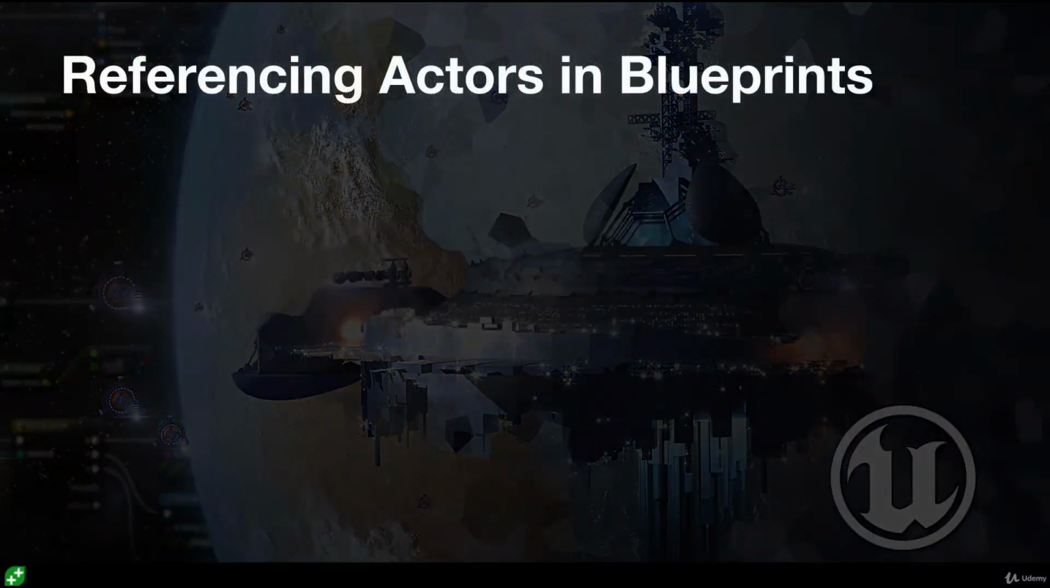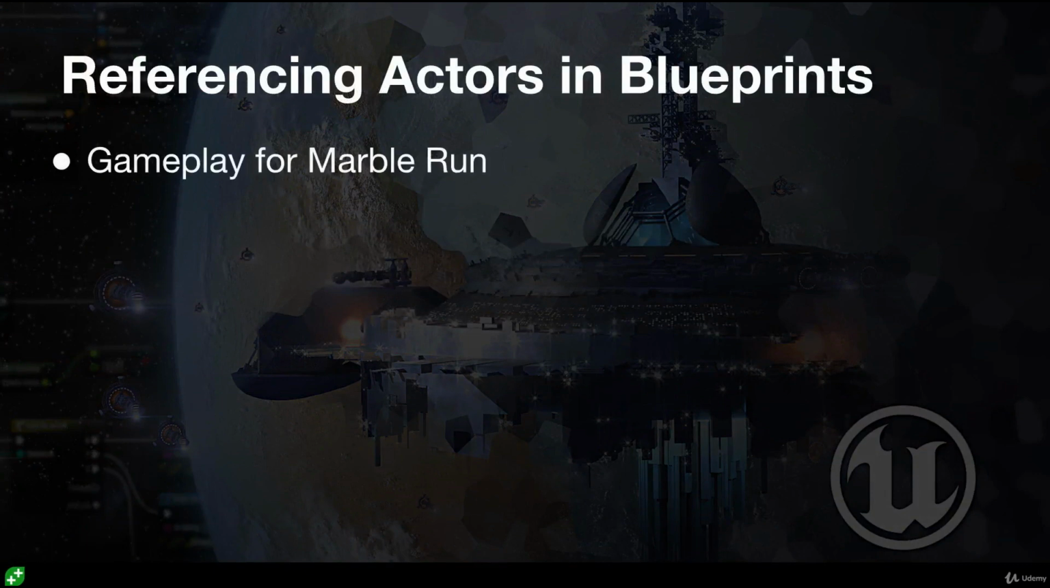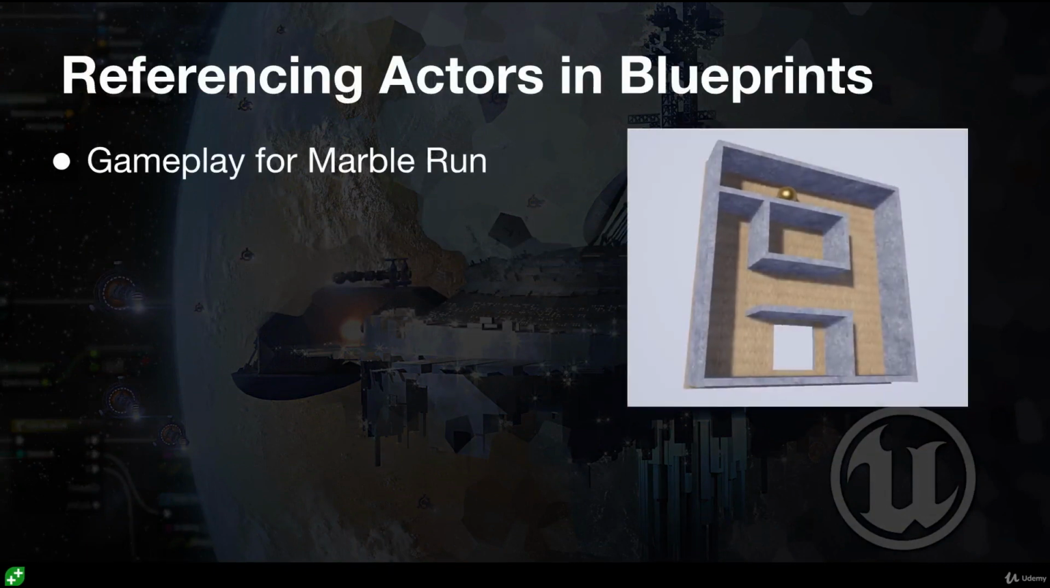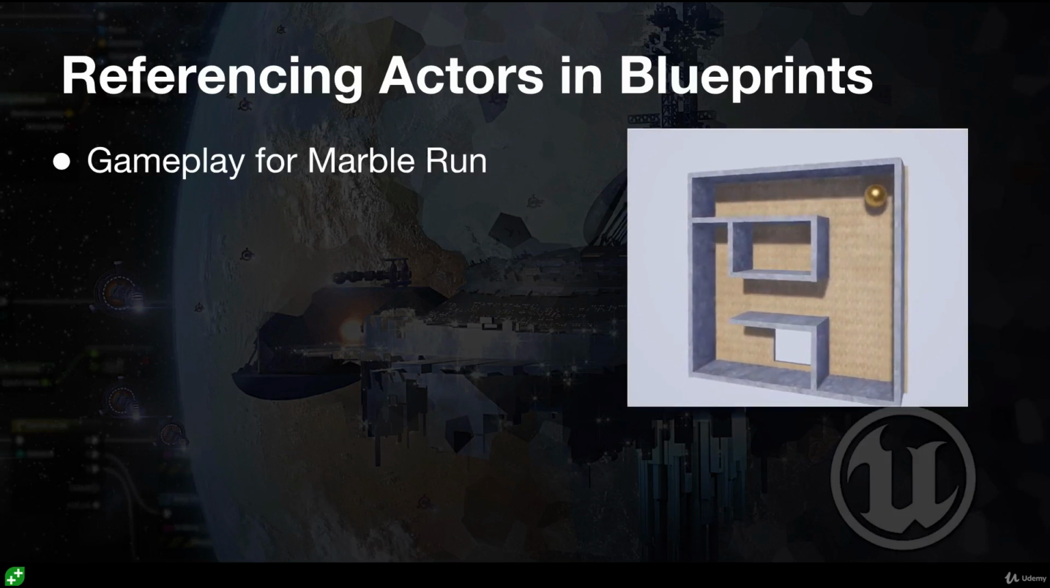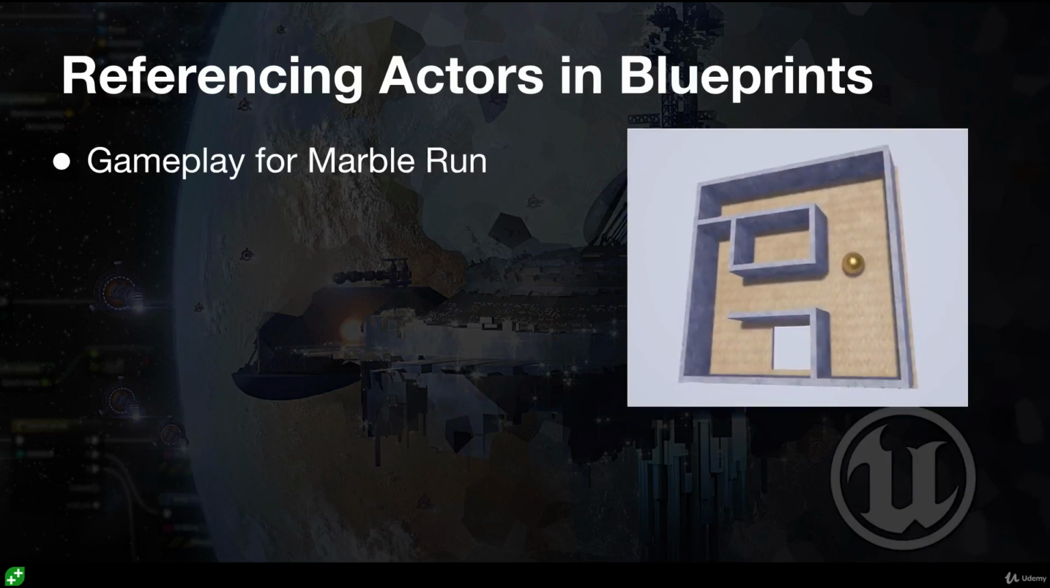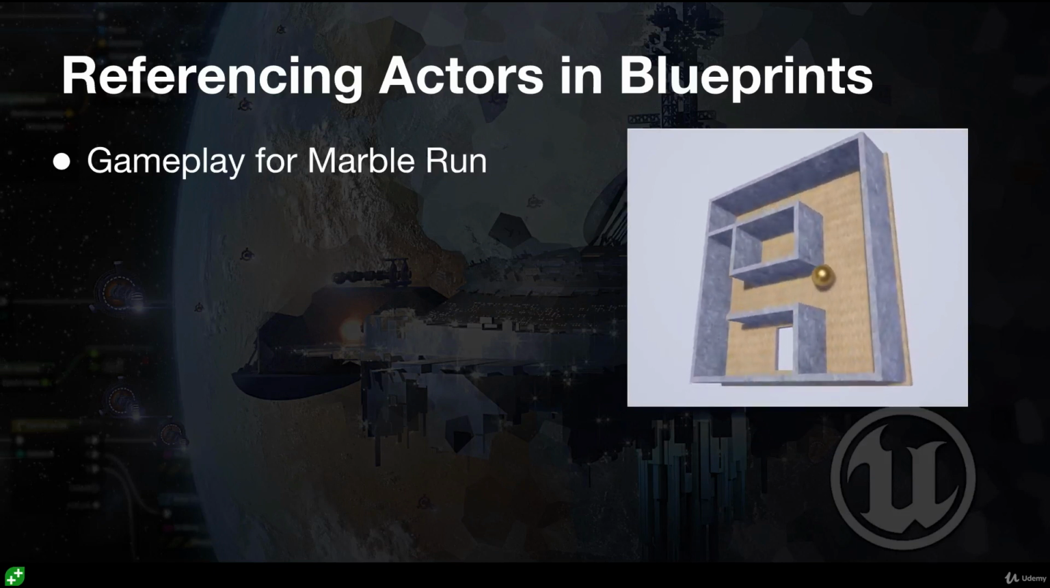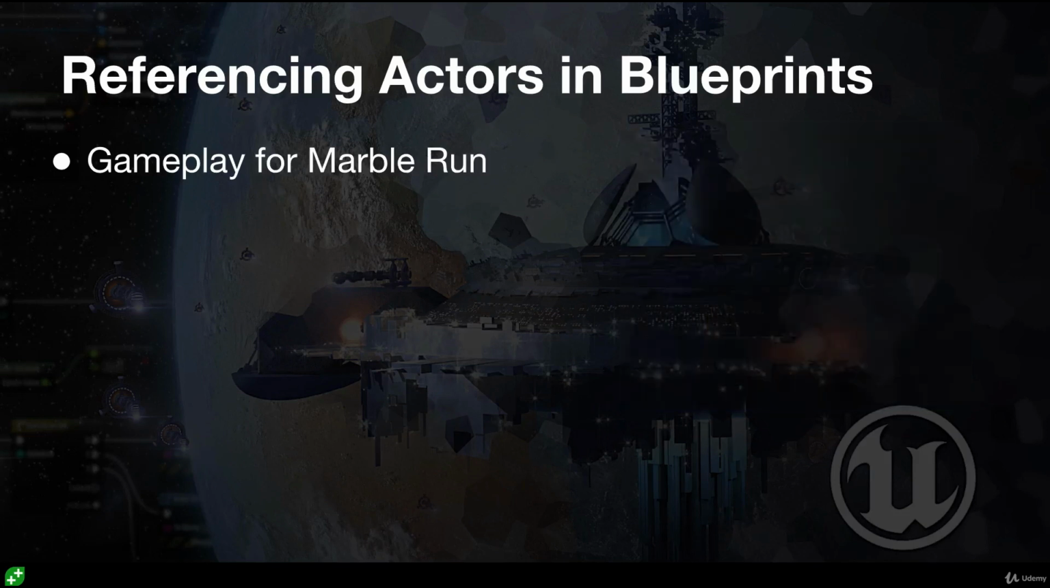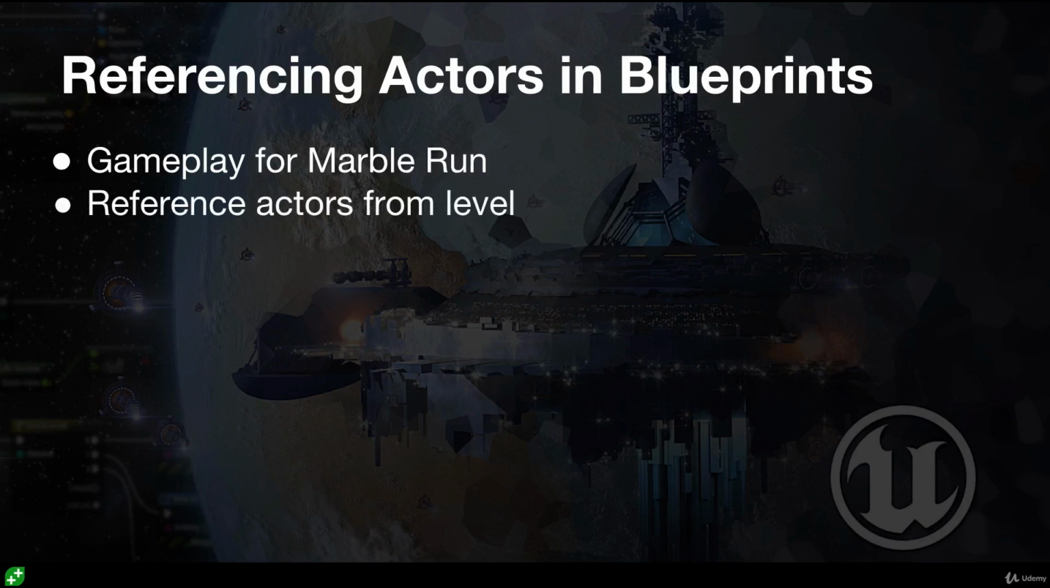So this lesson is referencing actors in blueprints. We're going to be making progress with the gameplay for Marble Run, and the idea for this game is that we have a maze and a ball, and the objective is to make the ball escape the maze by tilting it in different directions. So in our journey to make this happen, we'll be taking a look at how to reference actors in blueprints from our level, and how we can affect those actors at runtime with player input action events.